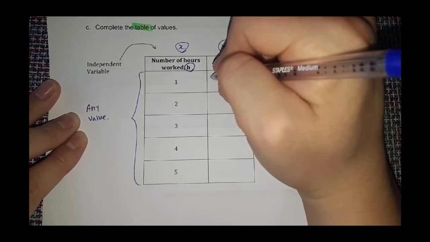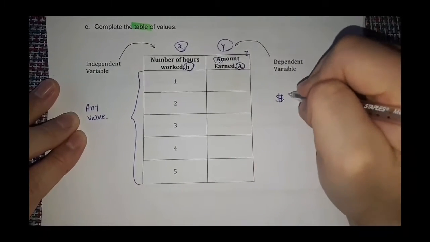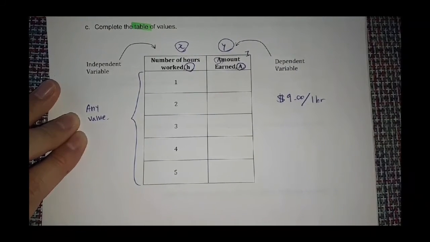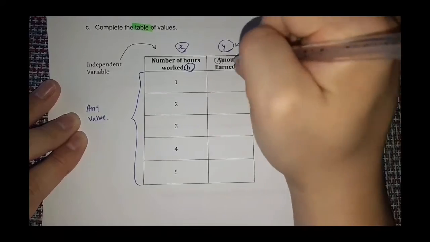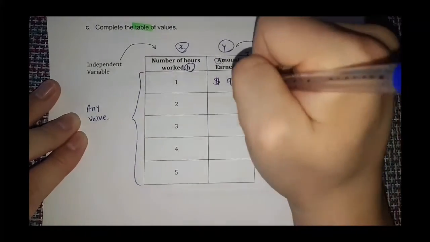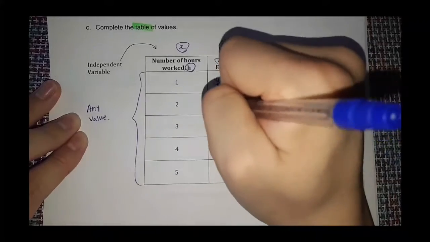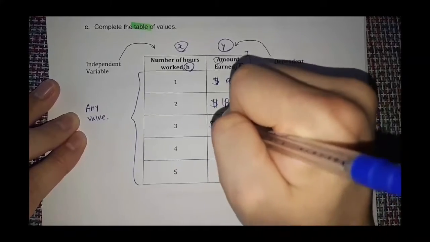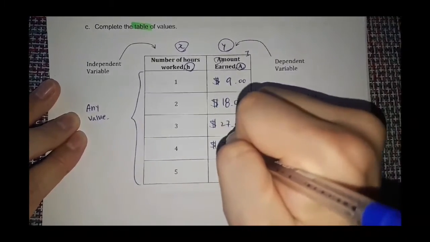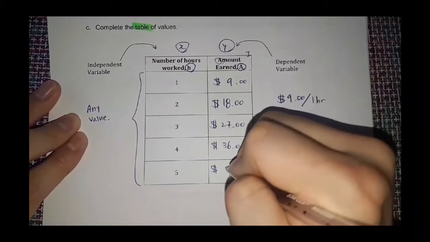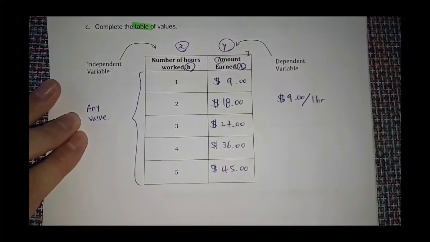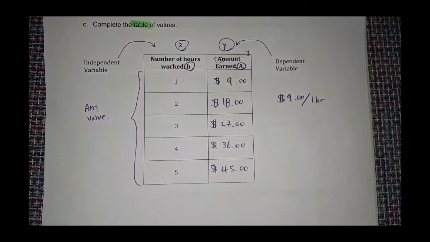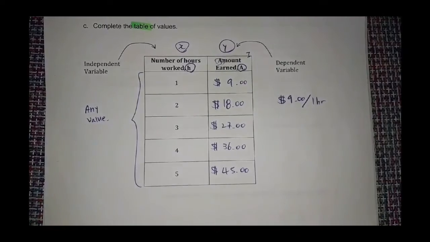Now, here's what we need to know. In the previous situation, we know that Luke earned $9 per hour. That means for the first hour, you earn $9. If I work 2 hours, then 9 plus 9, that's 18. Third, 27. Fourth, 36. Fifth, 45. Something like that.